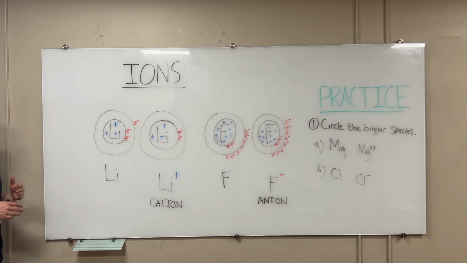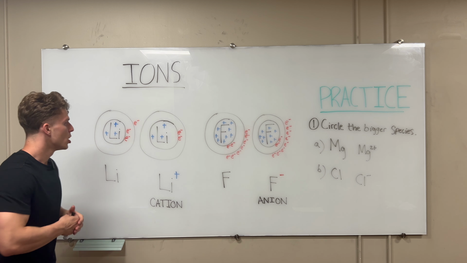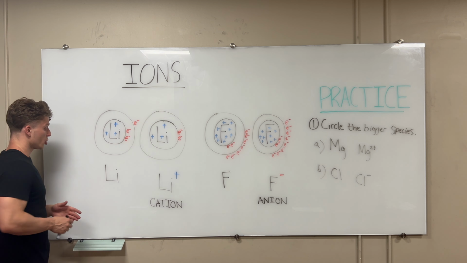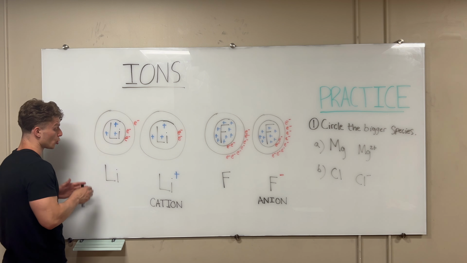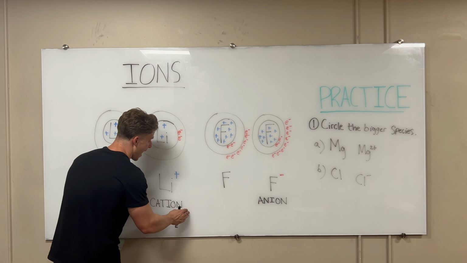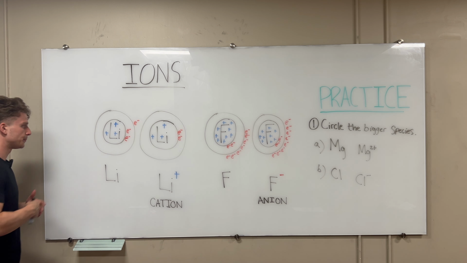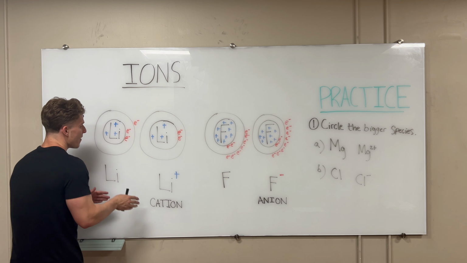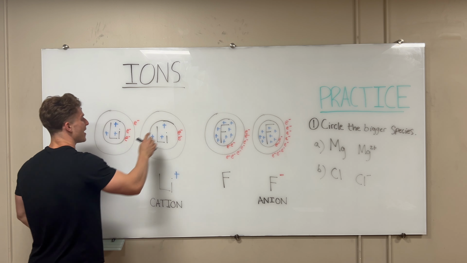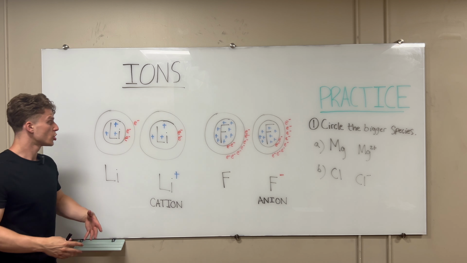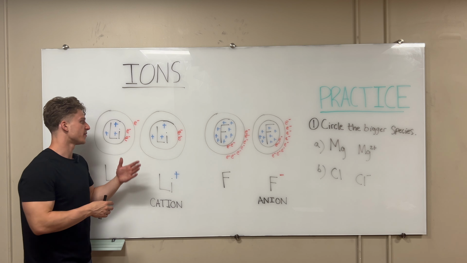Now, one big concept that we're going to need to know is comparing size. So if you're looking at lithium versus lithium plus, or just any neutral atom, I should say, with the cation version of that atom, what is going to be the difference in the size? So when we have a cation, we're always going to have an extra amount of protons compared to electrons. So what's that going to do to the size of that atom?